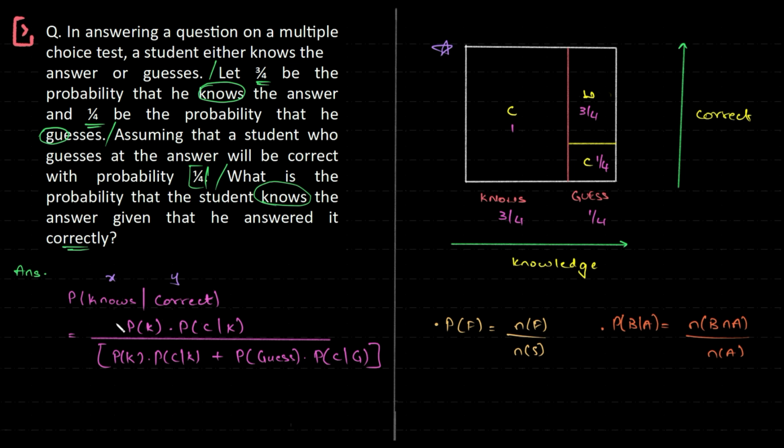And then the formula will go: probability of him knowing into probability of him being correct when he knows, divided by so on and so forth. Remember, when he knows, he knows, so there's no possibility of him being wrong. So in this space, him being correct is 100%. And he is wrong when he is making a guess. Of course, he can be wrong. So that's 3/4, and him being correct is 1/4. And the rest of it is just simplification and formula.